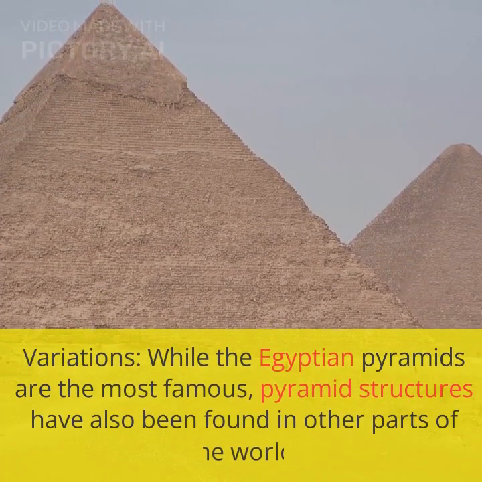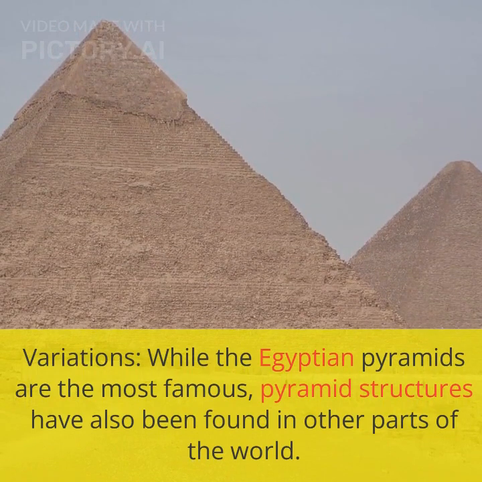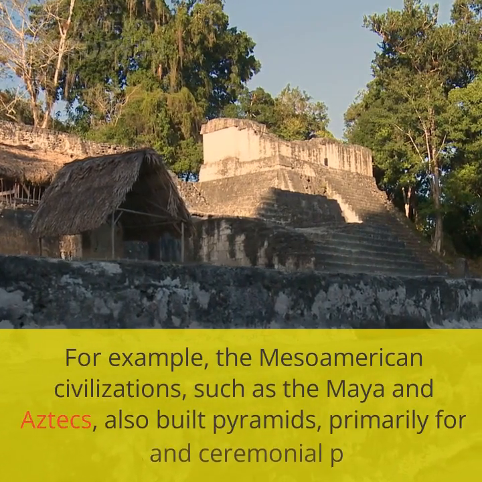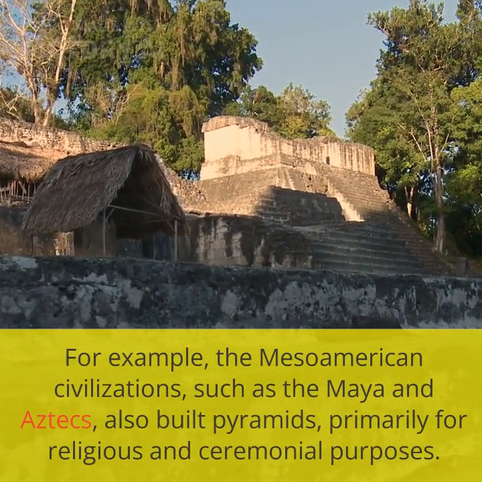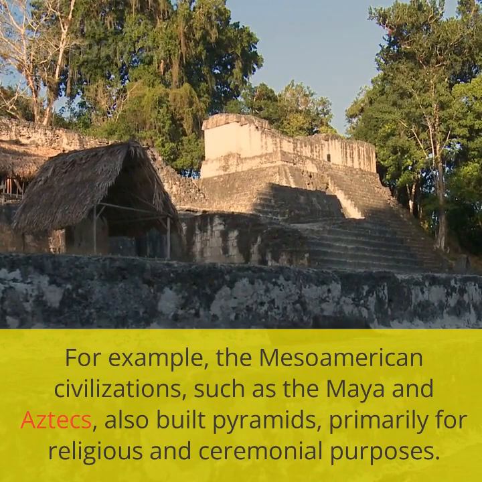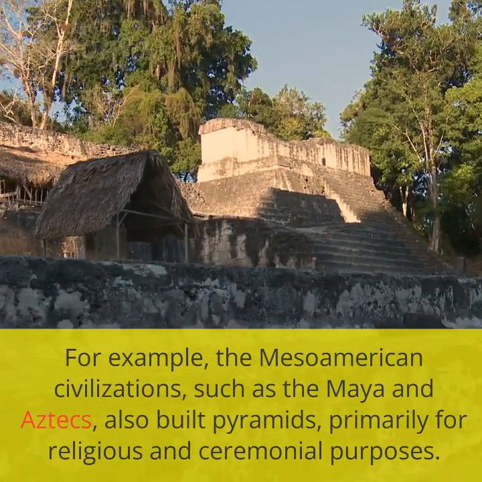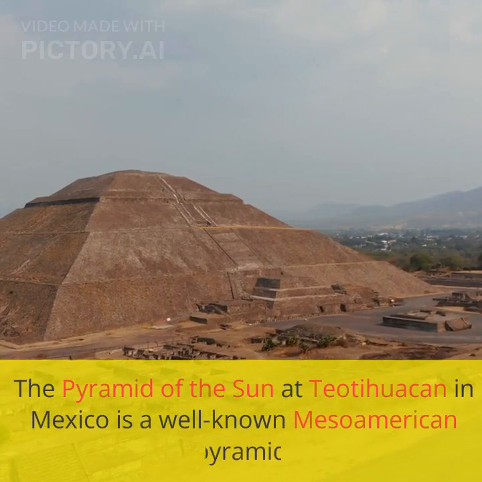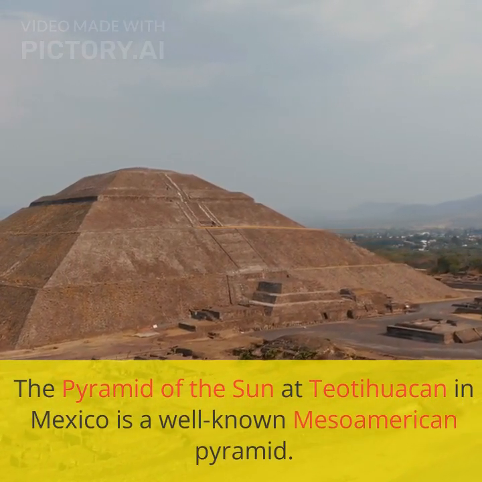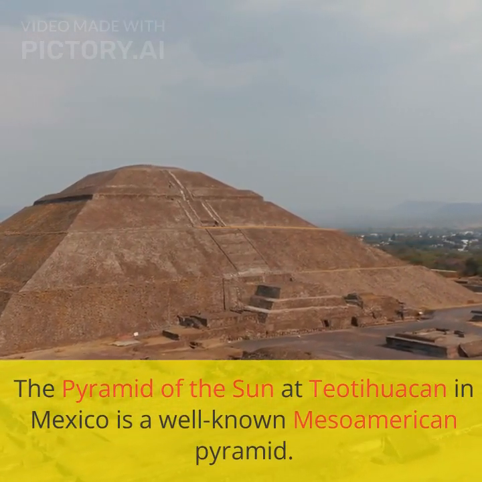Variations. While the Egyptian pyramids are the most famous, pyramid structures have also been found in other parts of the world. For example, the Mesoamerican civilizations, such as the Maya and Aztecs, also built pyramids, primarily for religious and ceremonial purposes. The Pyramid of the Sun at Teotihuacan in Mexico is a well-known Mesoamerican pyramid.